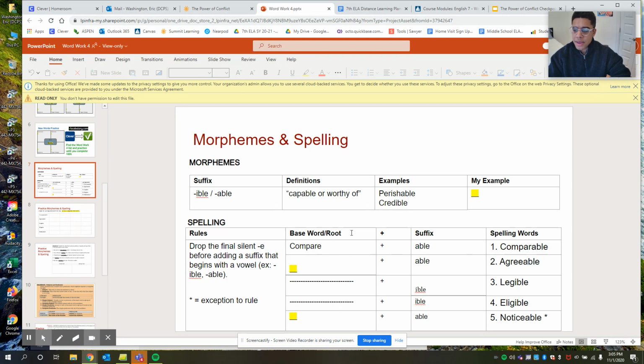We know that the base word is compare because you added able at the end, right? So we know that the able is added after you take out the E, after you drop the E, right? So comparable, the base word is compare. So you're identifying the base word for each of the spelling words. So agreeable, maybe agree. Okay, that's a hint. And you'll do it for the next 3 here.